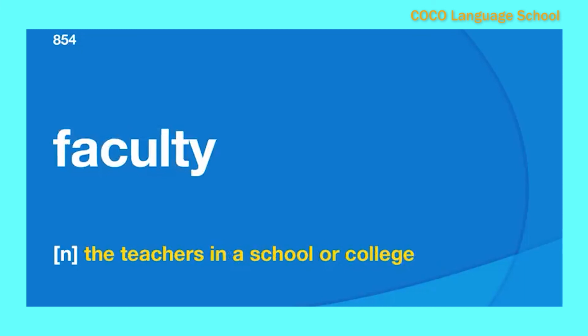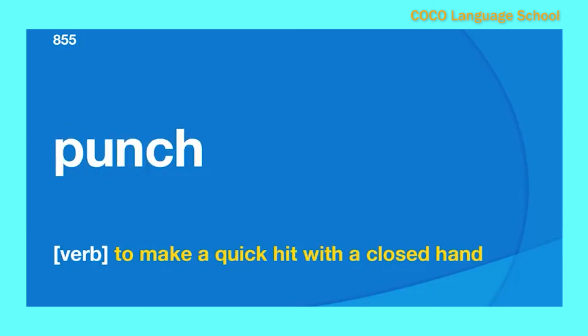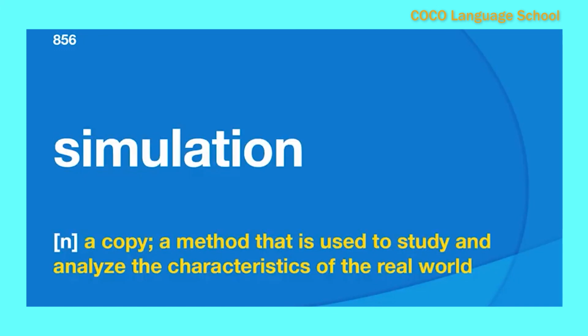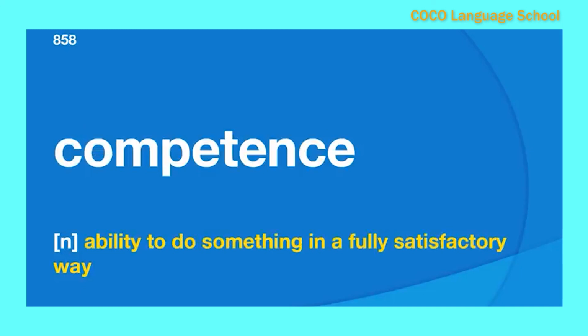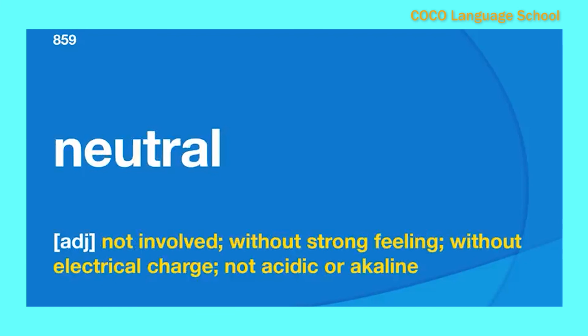The teachers in a school or college. Faculty. To make a quick hit with a closed hand. Punch. A copy, a method that is used to study and analyze the characteristics of the real world. Simulation. Not likely to change, clearly decided. Definite. Ability to do something in a fully satisfactory way. Competence. Not involved, without strong feeling, without electrical charge, not acidic or alkaline. Neutral.